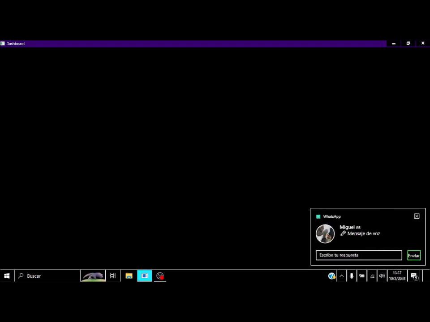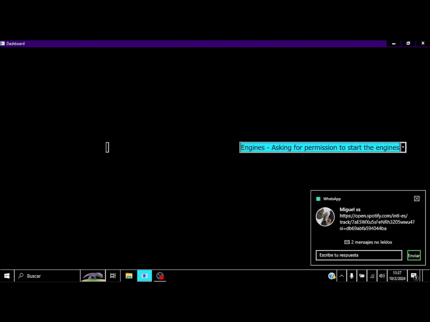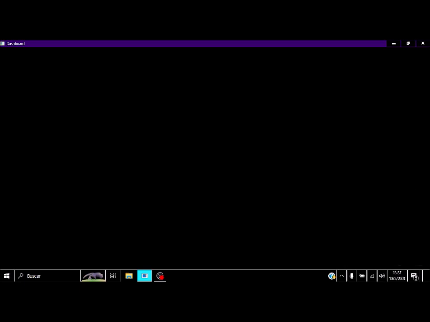the descent path. Unilateral engines asking for fuel, asking engines asking for permission. Dashboard. SK037. You have permission to start the engines.